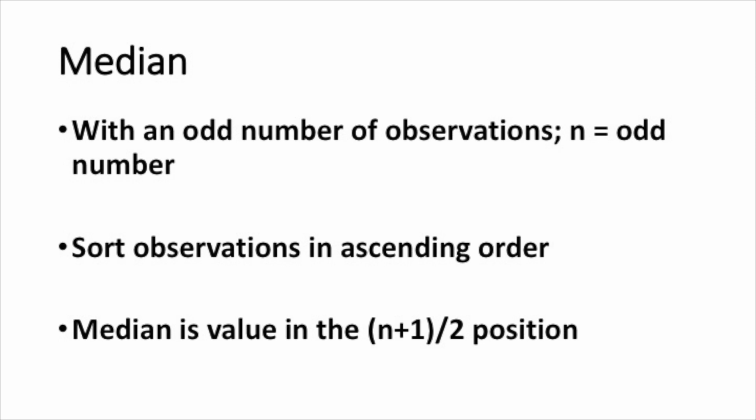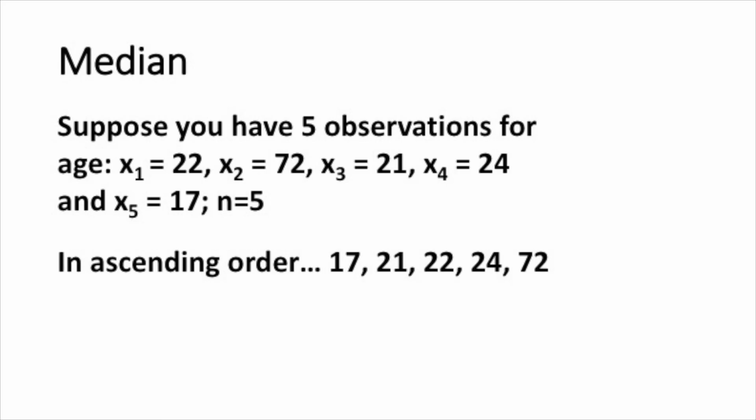If you have a variable with an odd number of observations, the median is the value of the observation in the n plus 1 divided by 2 position. So if you have 33 observations, the median value is the 17th observation in ascending order. So again, you take the sample size of 33, you add 1, that's 34, you divide that by 2, which is 17. So again, you find that median as the 17th observation.